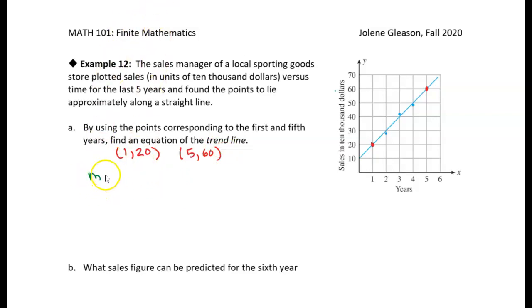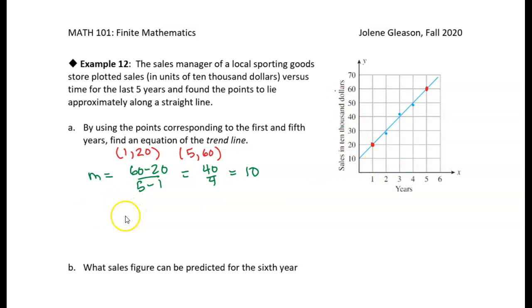The slope between those 2 points would be 60 minus 20 over 5 minus 1. So we get 40 over 4, which is equal to 10. So it looks like the sales are increasing by $100,000 a year.